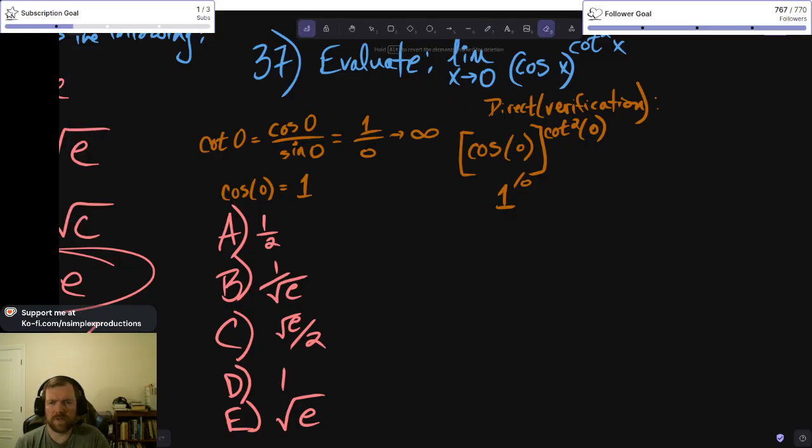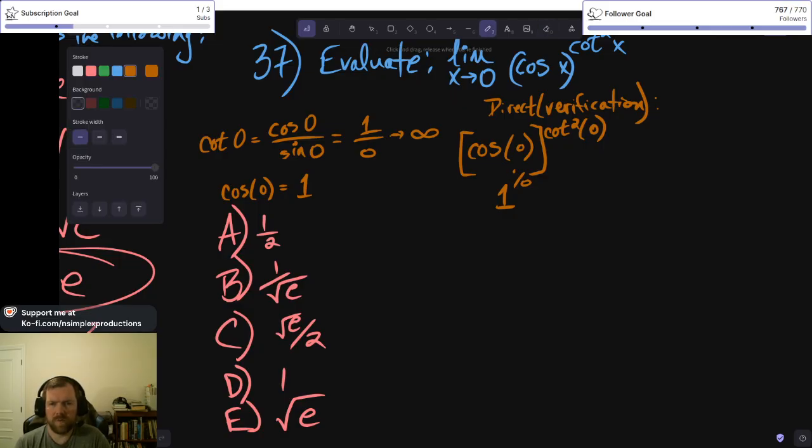So 1 raised to the 1 over 0, or 1 raised to the infinity, is indeterminate. Okay, so since this is indeterminate, we're allowed to use L'Hopital's rule. However, this in an exponential form is going to be really weird.